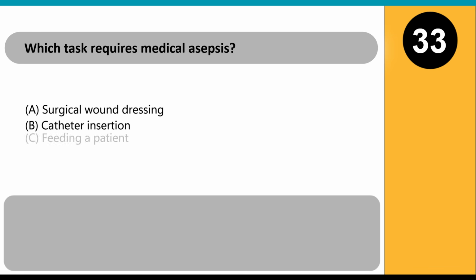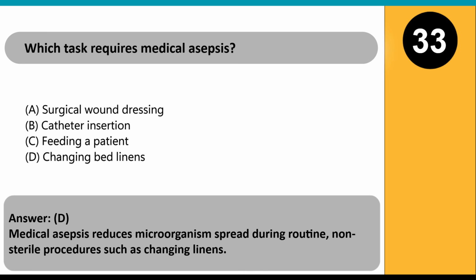Which task requires medical asepsis? A. Surgical wound dressing. B. Catheter insertion. C. Feeding a patient. D. Changing bed linens. Answer D. Medical asepsis reduces microorganism spread during routine, non-sterile procedures such as changing linens.